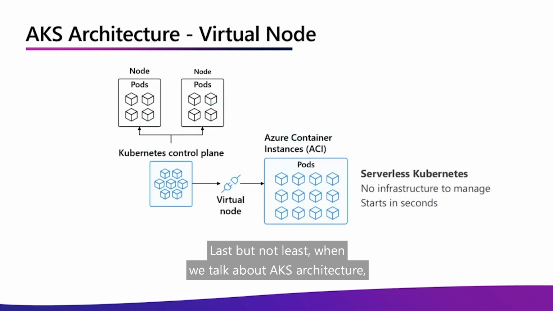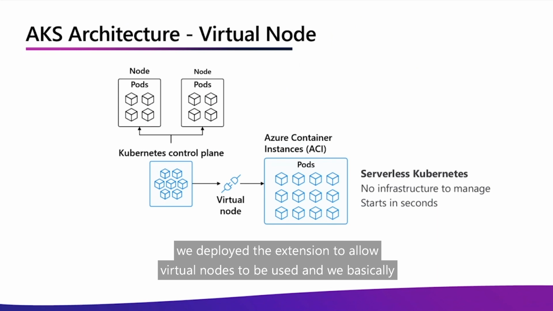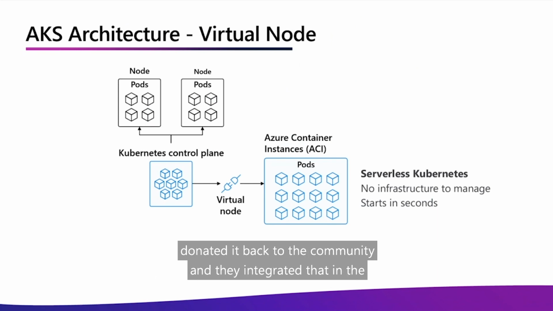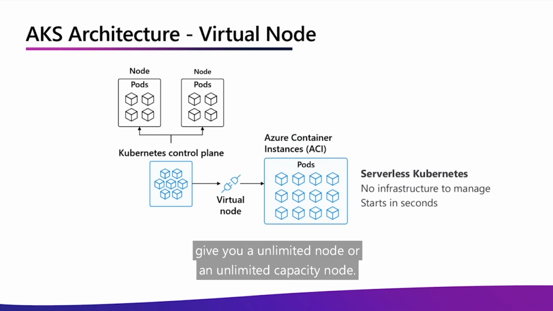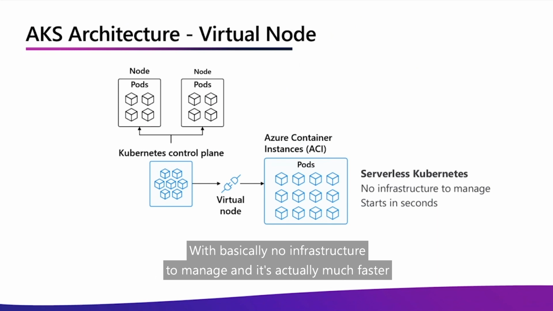Last but not least, when we talk about AKS architecture, we have something in Azure called virtual node. This is supported also by upstream Kubernetes because we, as Microsoft, deployed the extension to allow virtual nodes to be used, and we basically donated it back to the community, and they integrated that in the upstream Kubernetes. What the virtual node is basically, in Azure, the chance for you to not only have physical nodes, basically VMs running your pods, but you can connect your Kubernetes cluster to Azure Container Instances that give you basically an unlimited capacity node with basically no infrastructure to manage.